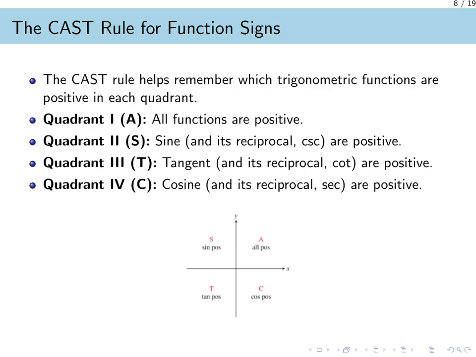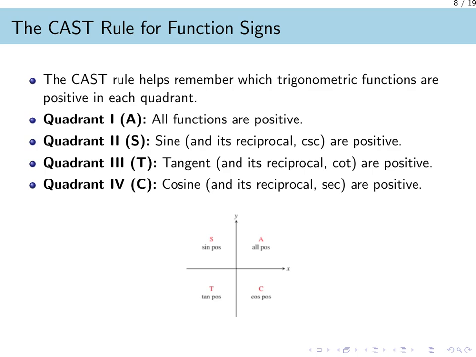In quadrant 2, the letter S means that secant and its reciprocal, cosecant, are positive. Continuing to quadrant 3, the letter T means that tangent and its reciprocal, cotangent, are positive. Finally, in quadrant 4, the letter C tells us that cosine and its reciprocal, secant, are positive.